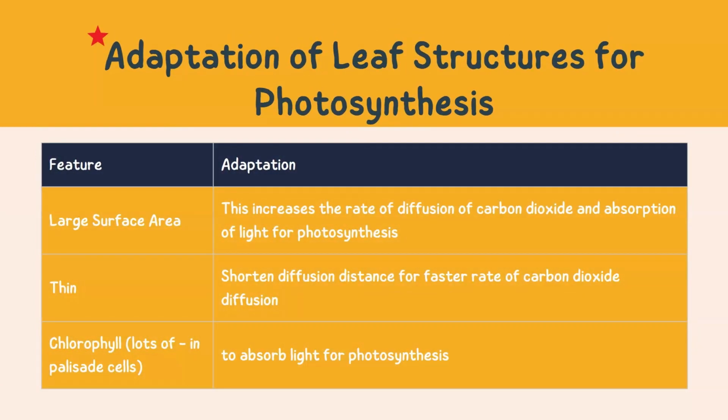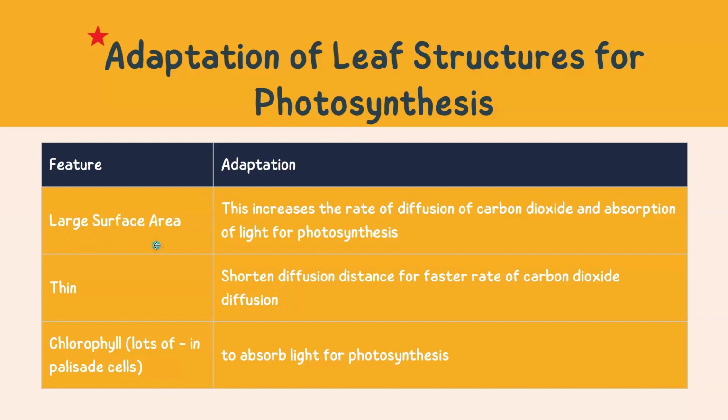Now, let's look at the table of adaptation of leaf structures for photosynthesis. This is quite important for your exam. Biology papers usually ask questions relating to adaptation. For your exam, you have to remember at least 3 adaptations from this table. Now, let's look at it. The first one, large surface area.